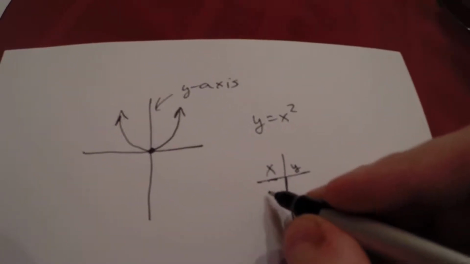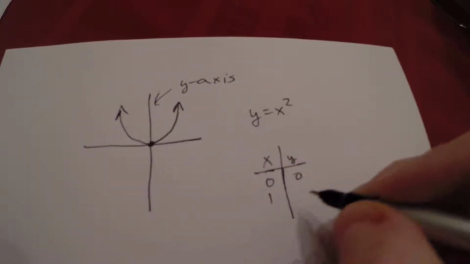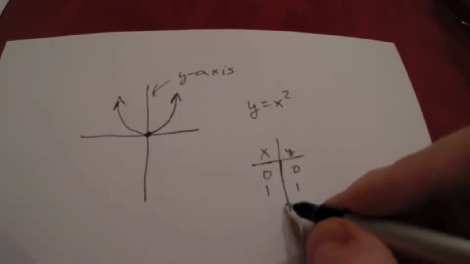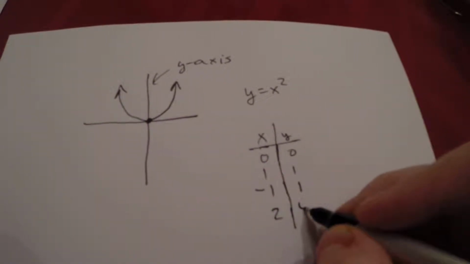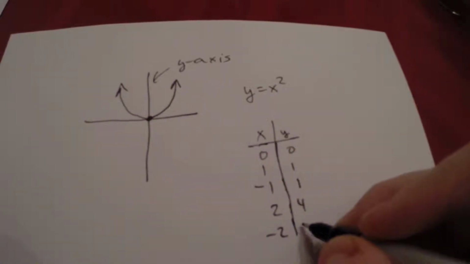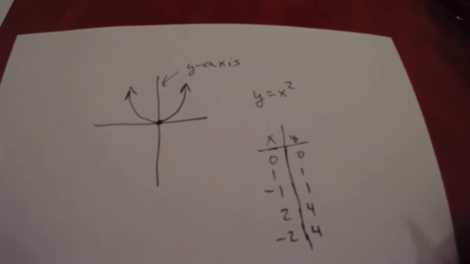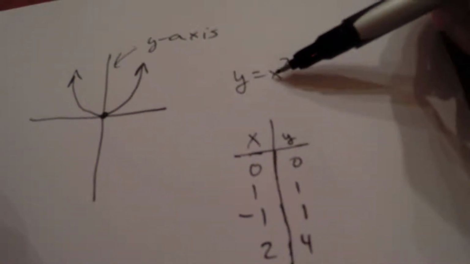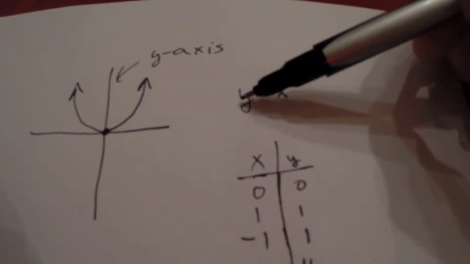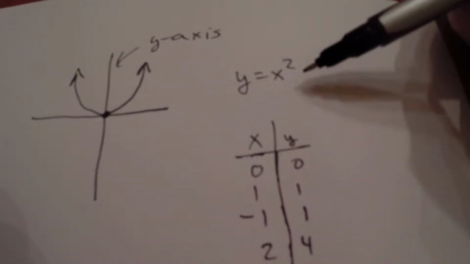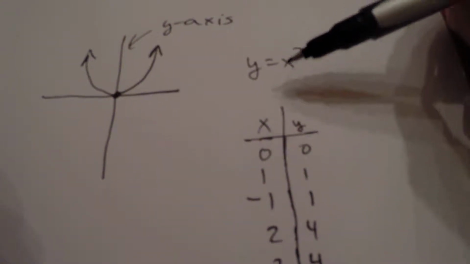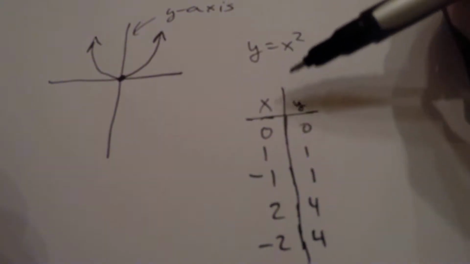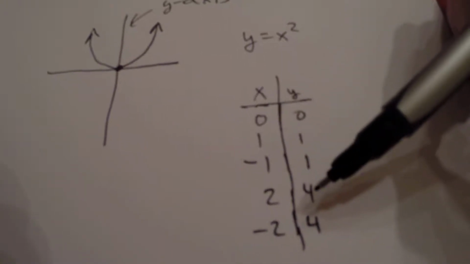and let's take a couple points. We take 0, we get 0. You take 1, you get 1. You take -1, you still get 1. And you get 2, you get 4. You take -2, you still get 4. In case this isn't clear, all I'm doing is substituting x as 0. 0 squared is 0. I substitute x as 1. 1 squared is 1. -1 squared is 1. 2 squared is 4. -2 squared is 4.